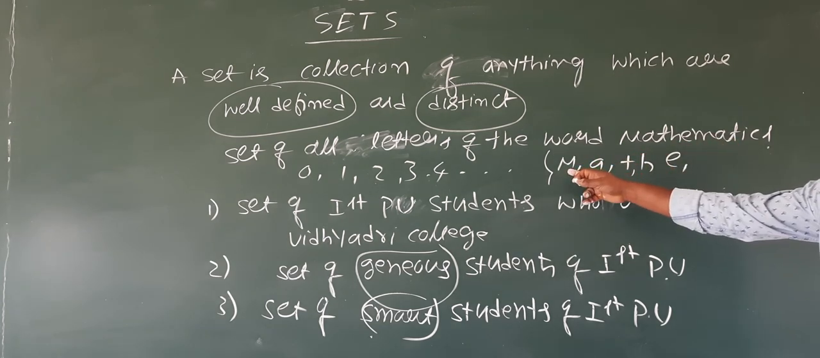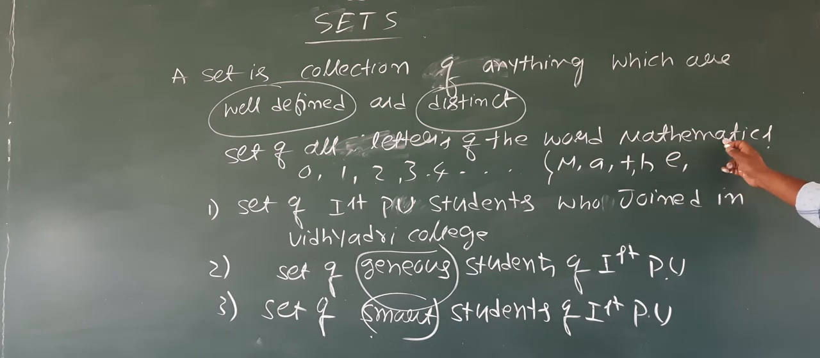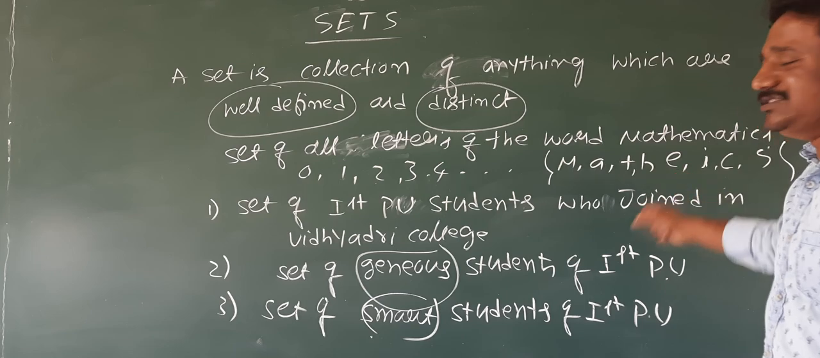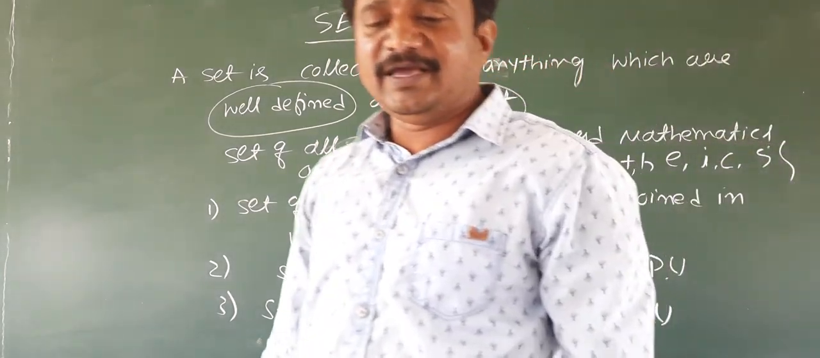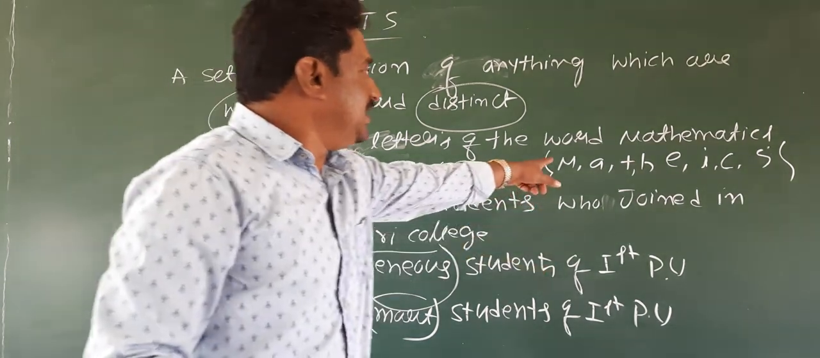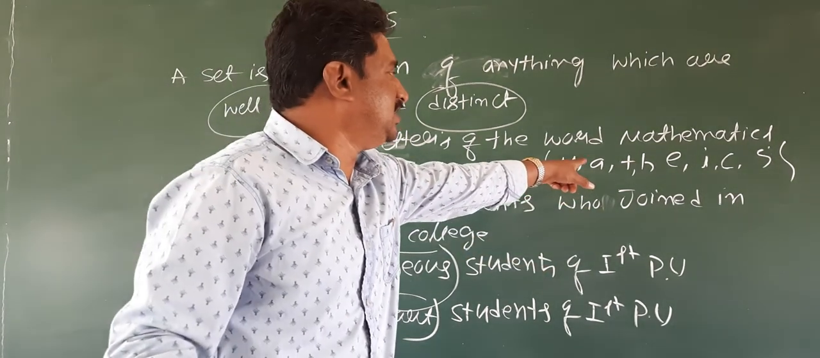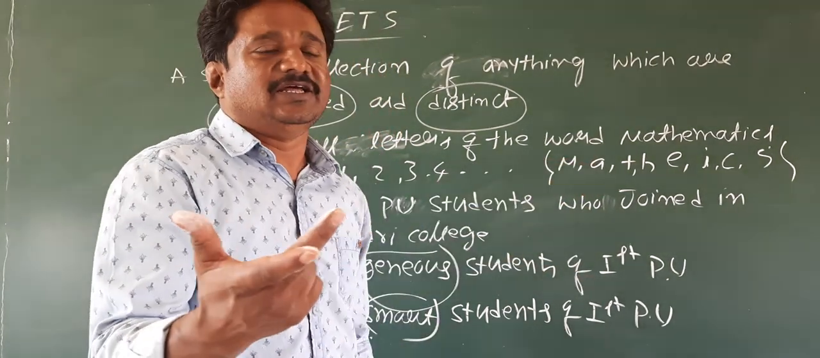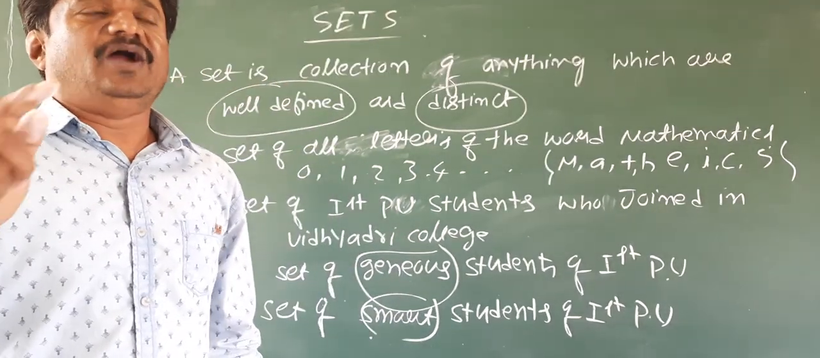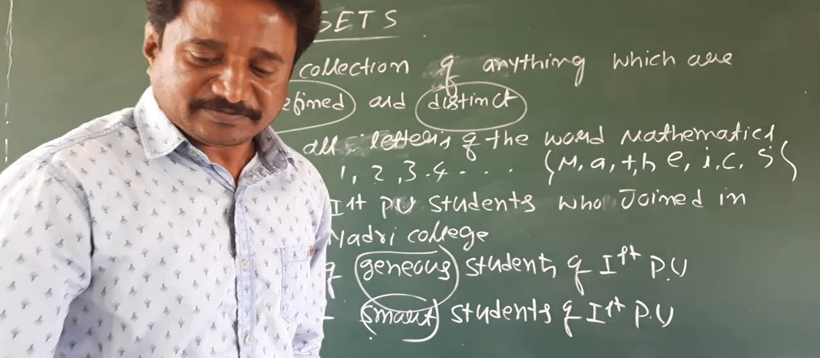Already M is taken, no need to write again. A is taken, T is taken. Next C, yes, it is a set, because all these letters are well defined. M is a well defined English letter. A is a well defined English letter. T is a well defined English letter. I hope you understood what that set is.